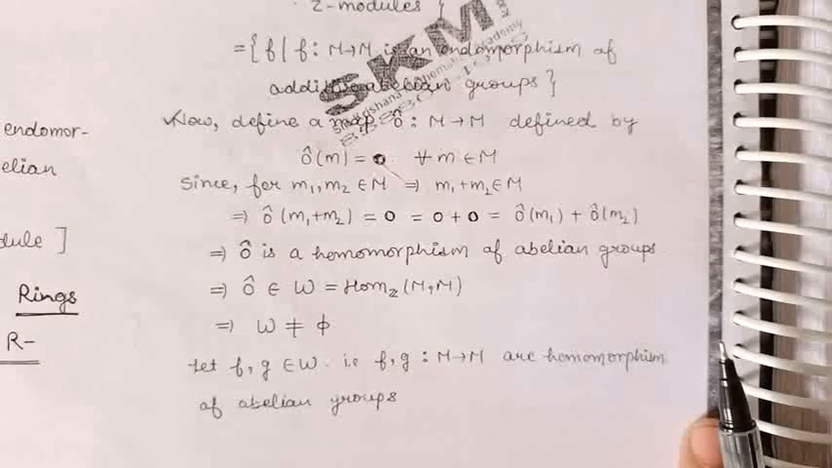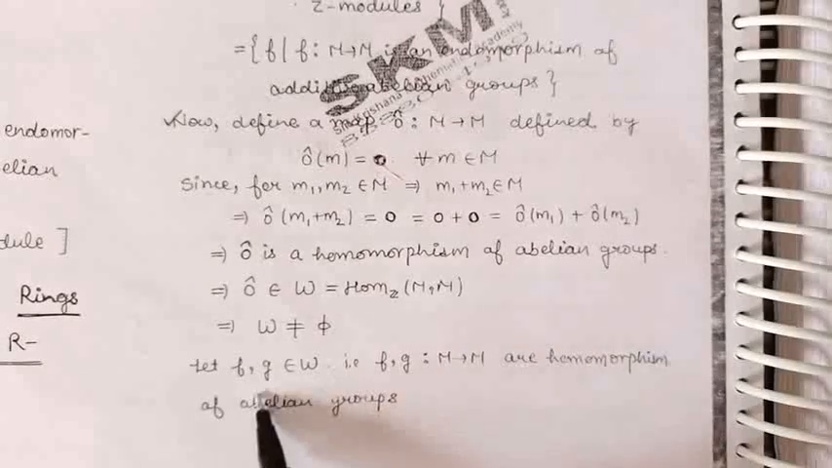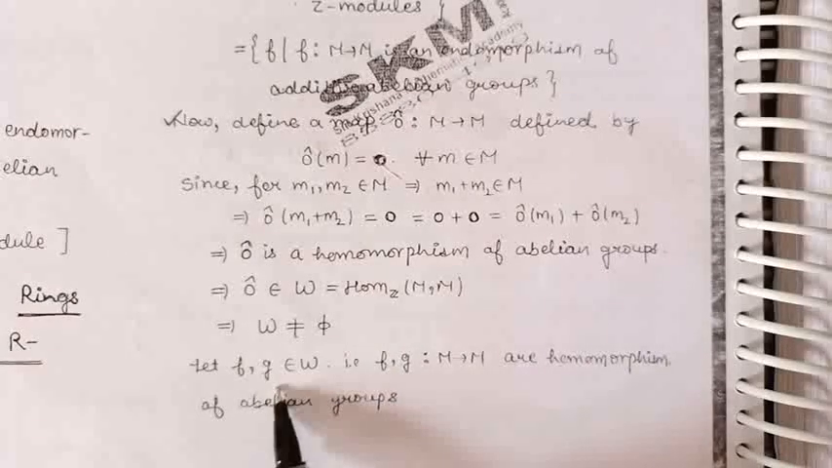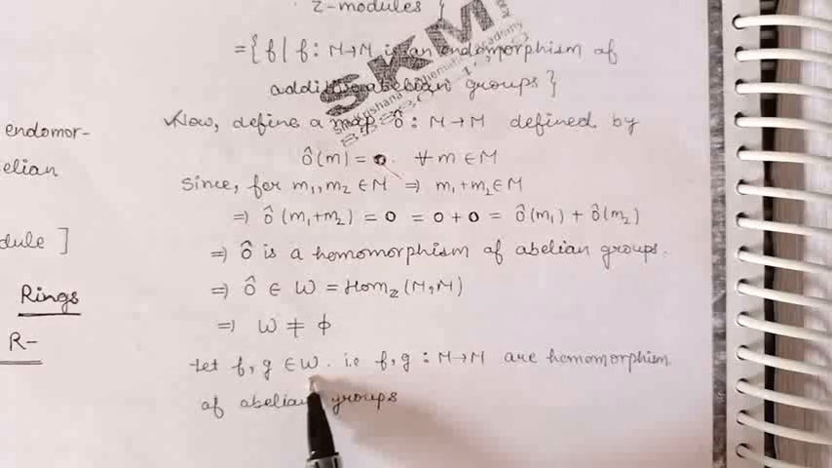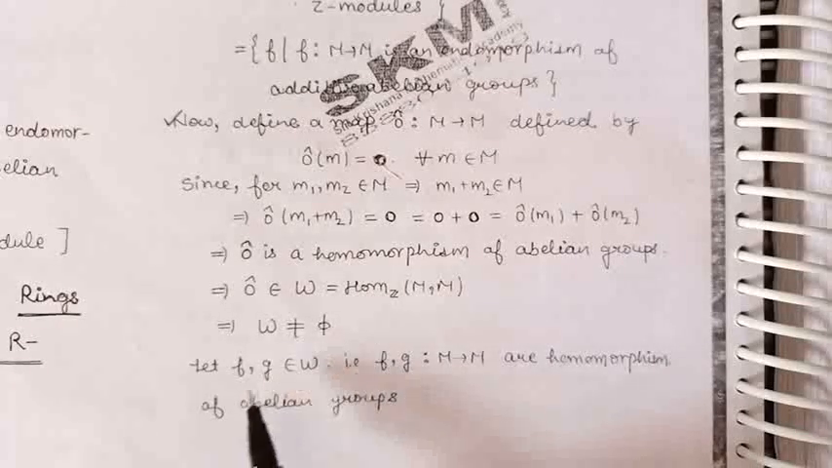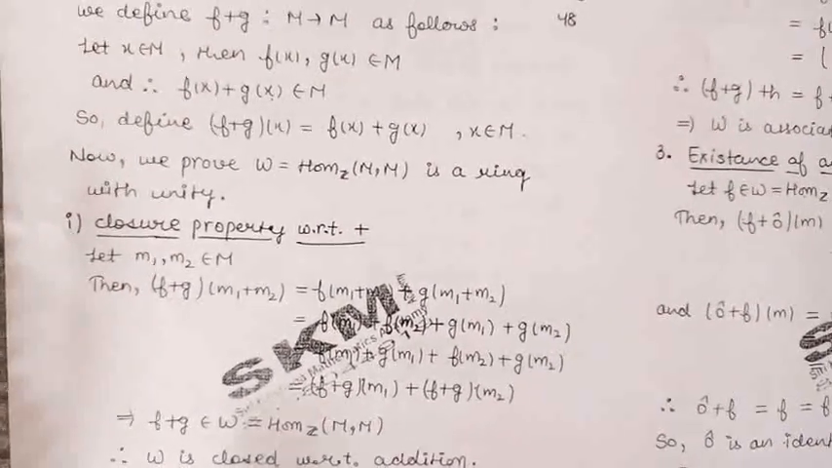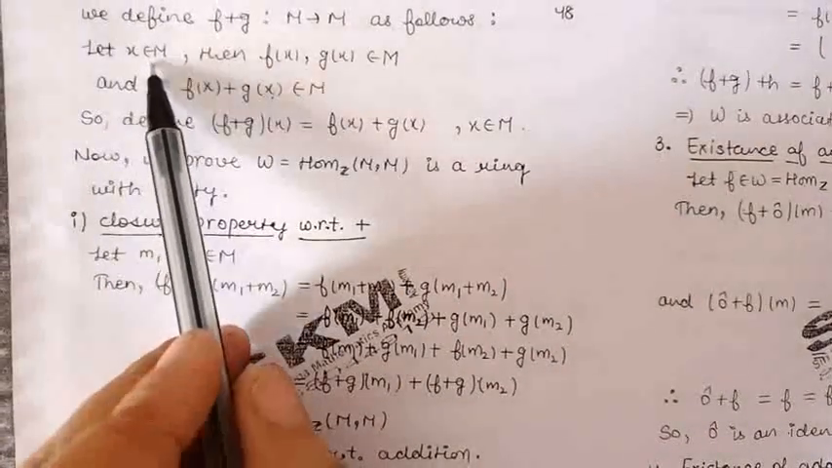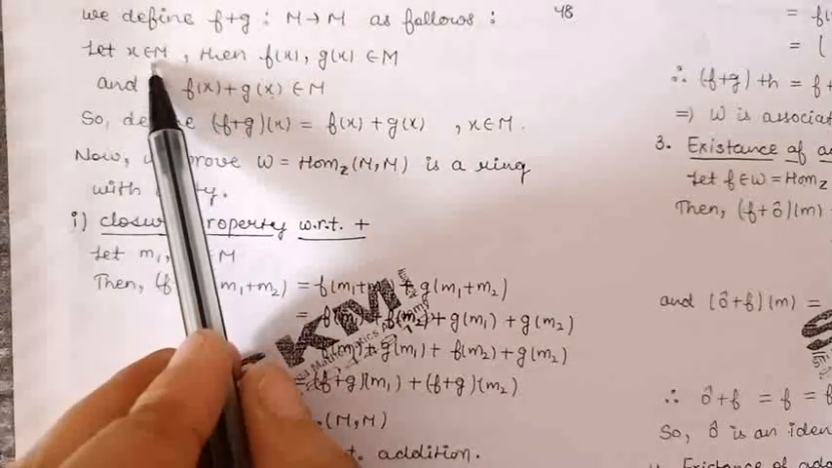Now next we define addition in W. So let us take f and g, two elements belonging to W. So by definition of W, f and g are homomorphisms from M into M of the abelian groups. Now we define the addition of f and g as follows. So let us take an arbitrary element x belonging to M.